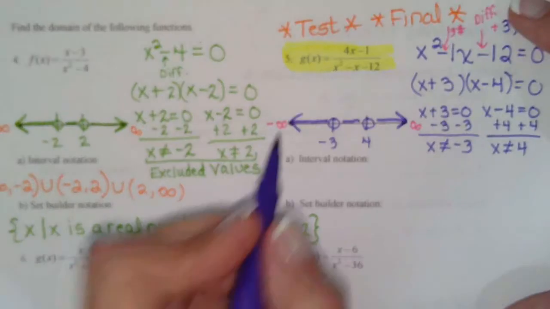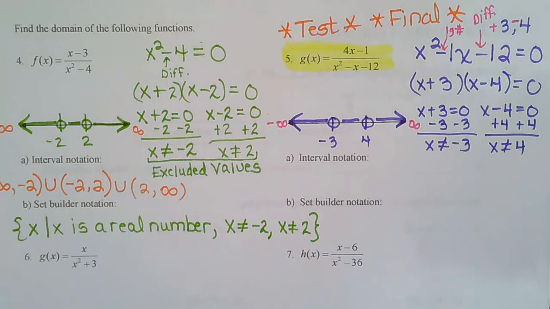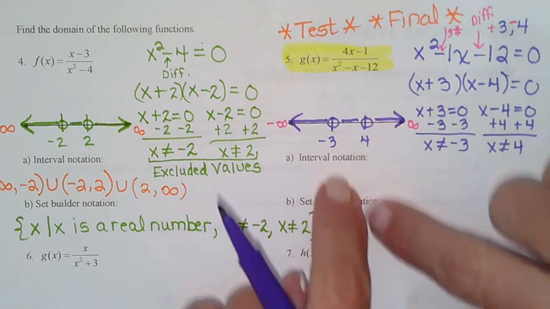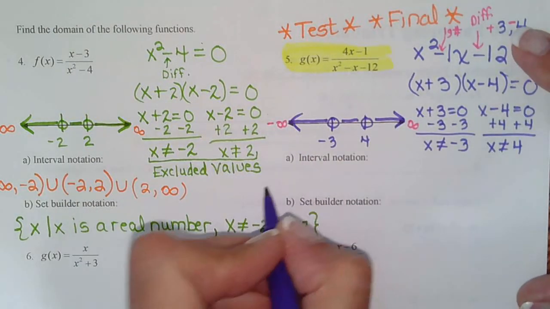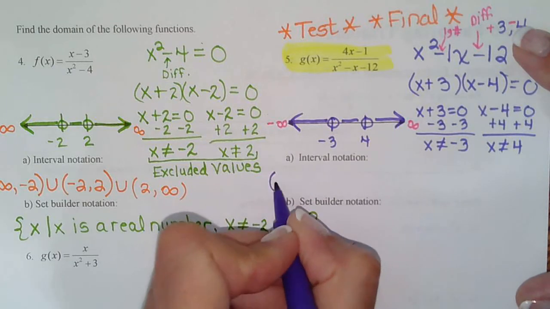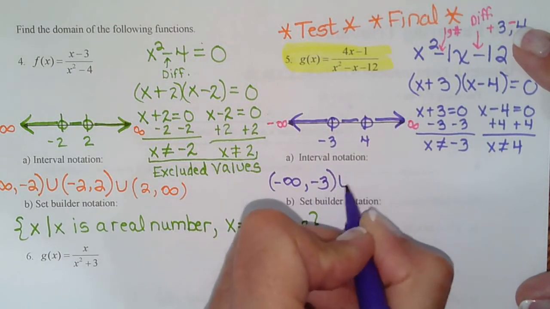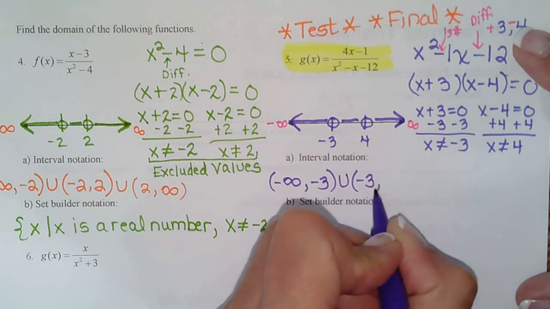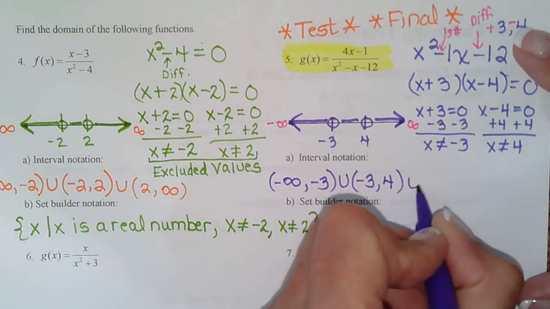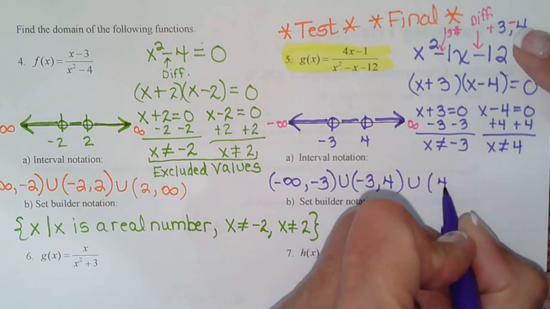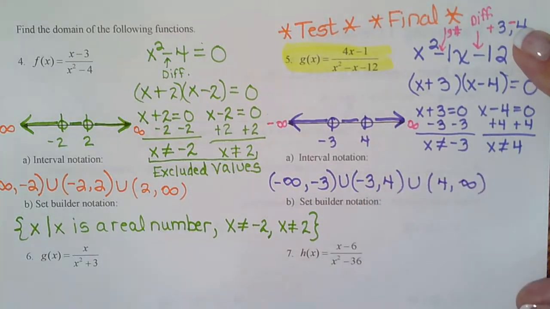So to write my interval notation, I keep it in exactly the same order. Write my three intervals with a u in between. So negative infinity, comma, -3, united, -3 to 4, united with 4 to infinity. So there we have it.